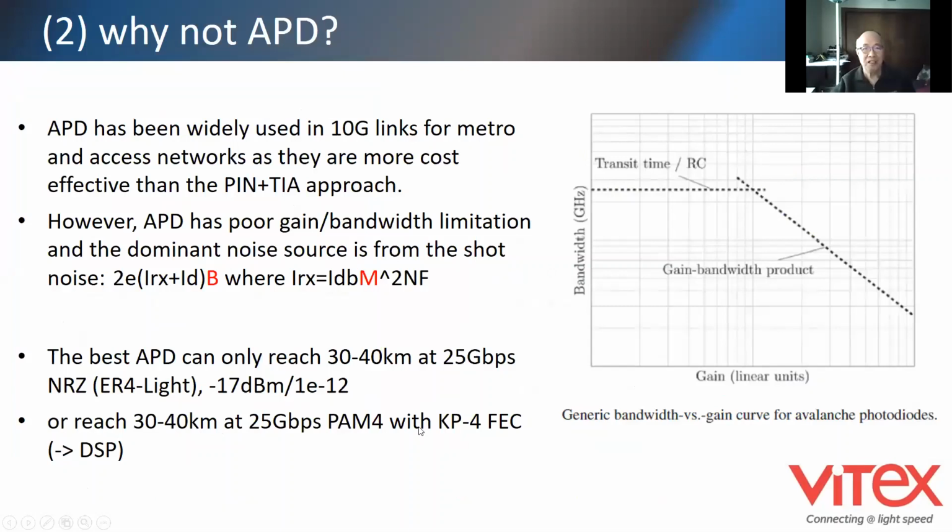So this slide, I try to address a second question, why not APD, right? We've been using APD for a long time, especially for the 10G link, and which from the metro to access network, as they are most cost effective than the PIN-TIA solution. However, the APD has a very poor gain bandwidth limitation. And then the dominant noise source is from the shot noise.